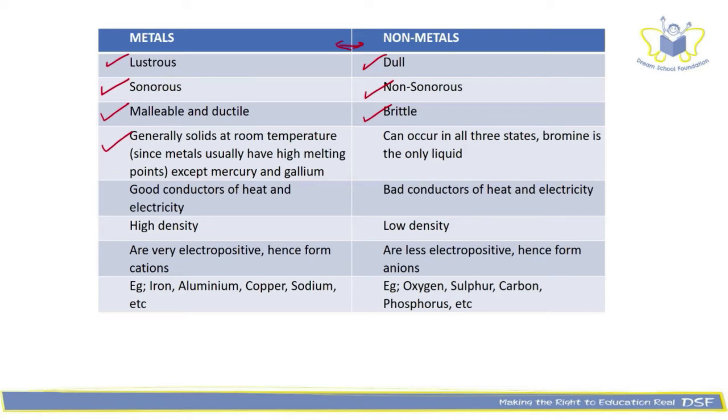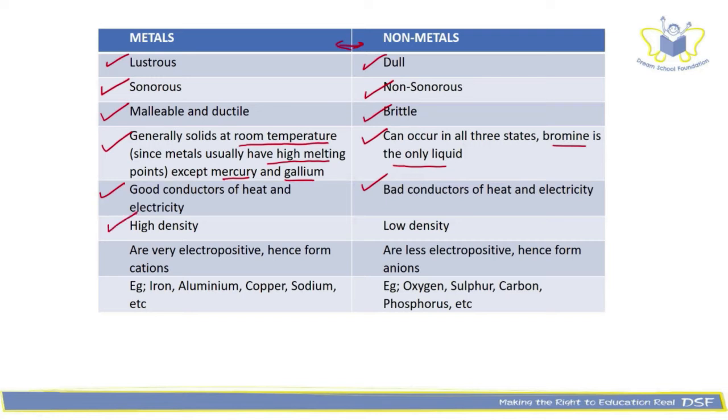Generally, metals are solids at room temperature since metals have a very high melting point, except for mercury and gallium. Non-metals can occur in all 3 states. Bromine is the only liquid out here. Metals are good conductors of heat and electricity, whereas non-metals are bad conductors of heat and electricity.